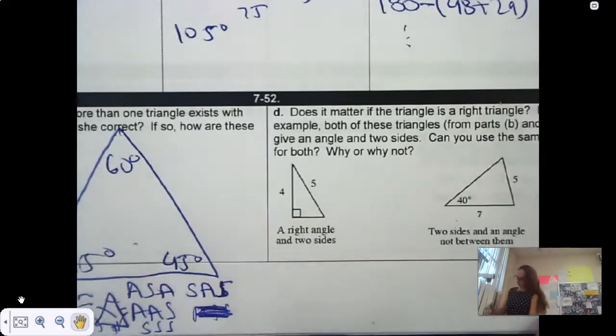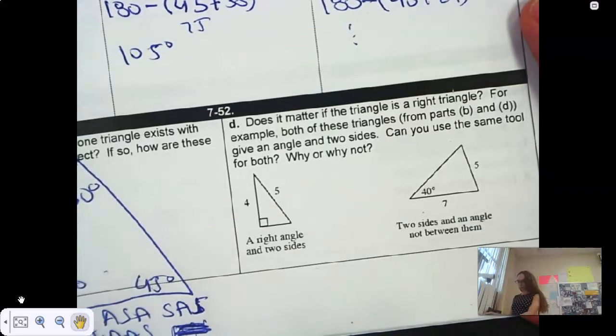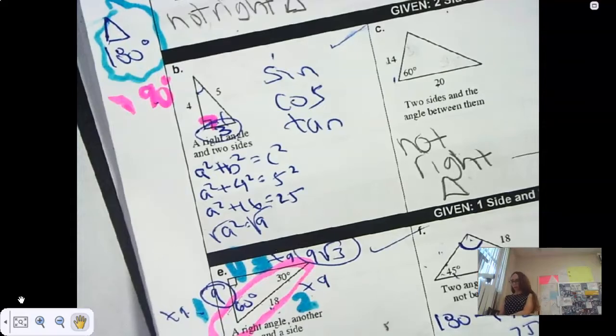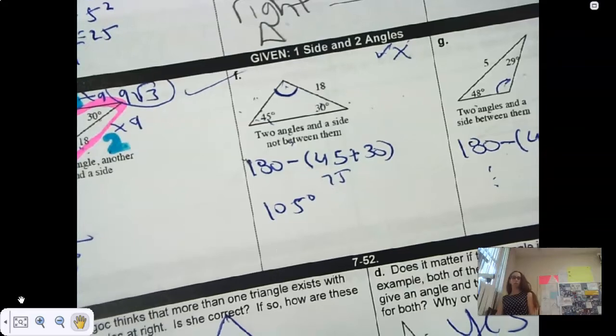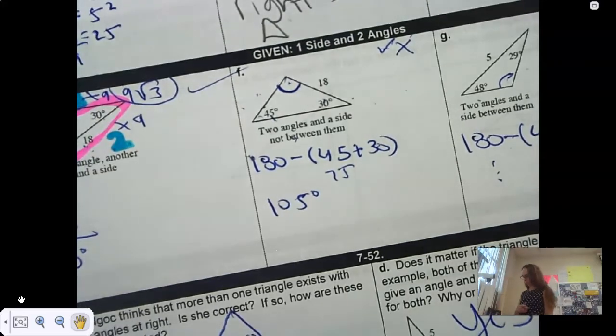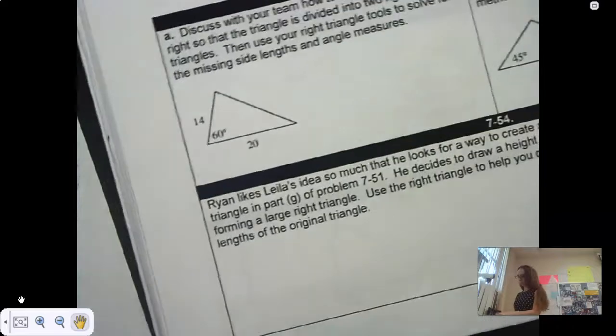Doesn't matter if the triangle is a right triangle. What do you guys think? Do you think it matters? Yeah, it does. Because look, when it was a right triangle, I could figure it out no problem. But when it was not a right triangle, I couldn't figure it out. Well, obviously we're going to learn how to figure it out. So, let's go to the next page and see what they want you to do now.